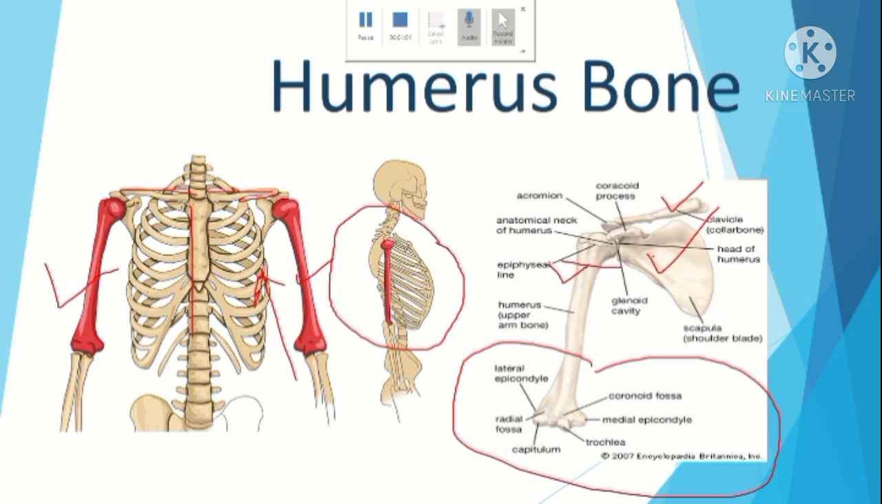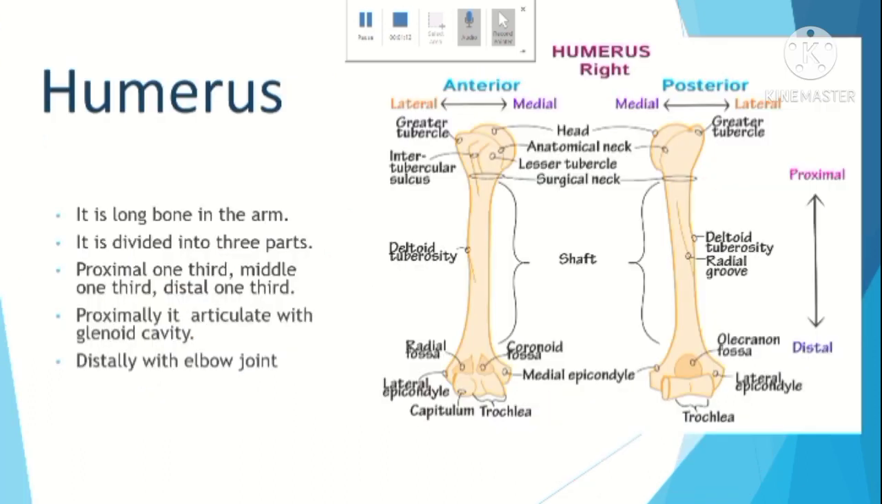This is the scapula. The head of the humerus articulates with the glenoid cavity. Here is the glenoid cavity, so that joint is called the shoulder joint. The shoulder joint is between the head of the humerus and the glenoid cavity. Let's move to the next slide.